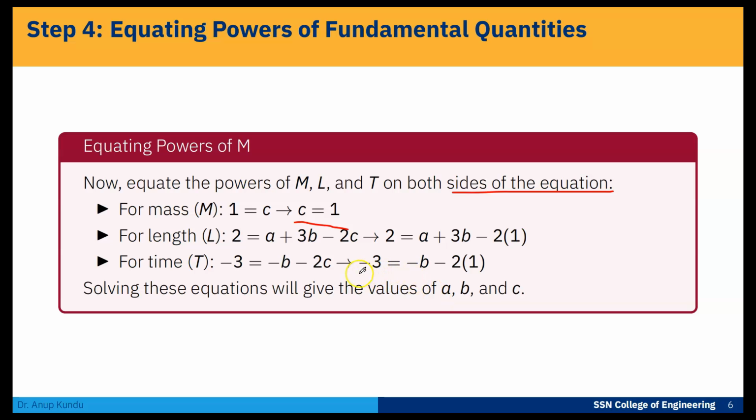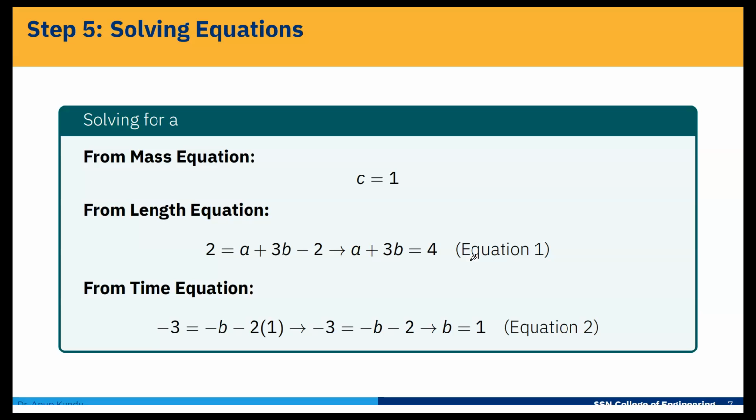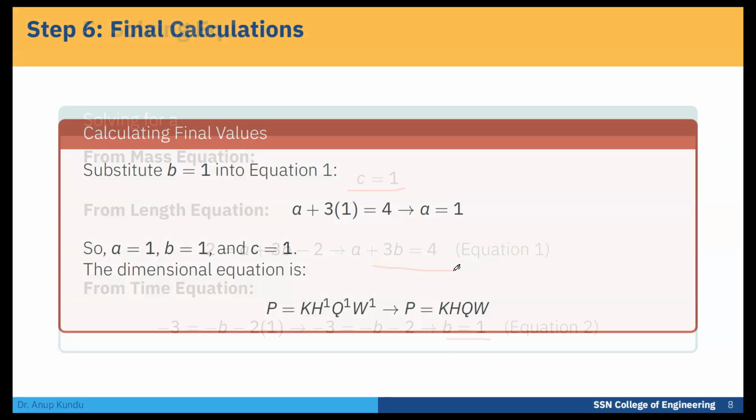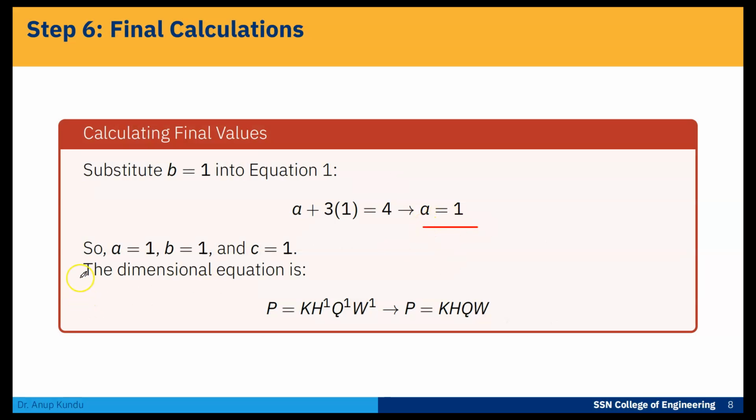From here we can plug that in, and from these equations we can easily find the values of A, B, C. C is equal to 1, and from the length equation, 2 is equal to A plus 3B minus 2, so A plus 3B is equal to 4. From the time equation, minus 3 is equal to minus B minus 2 into 1, so B is equal to 1, and if I plug that in here, A will be 1. So we got A is equal to 1, B is equal to 1 and C is equal to 1.